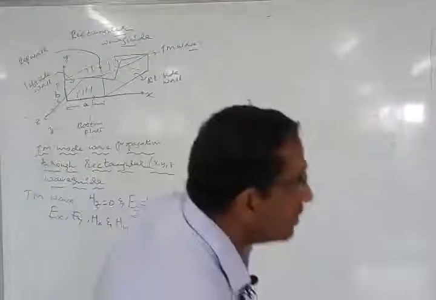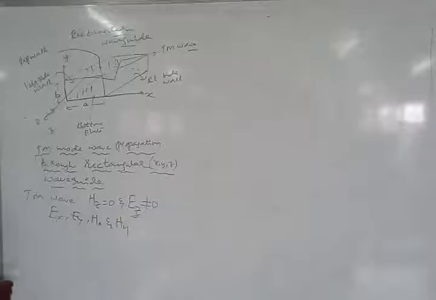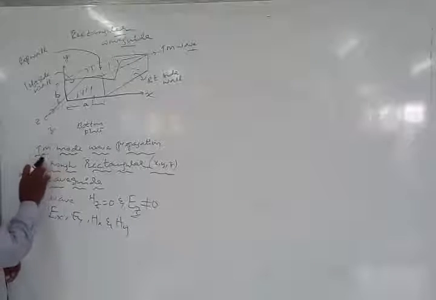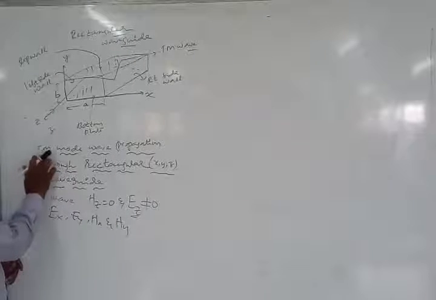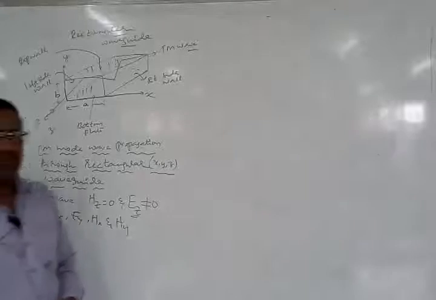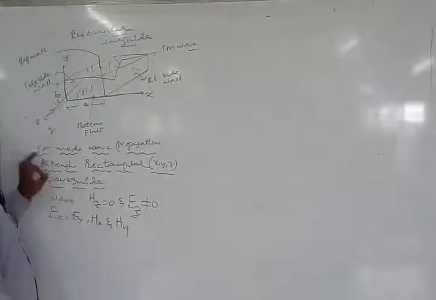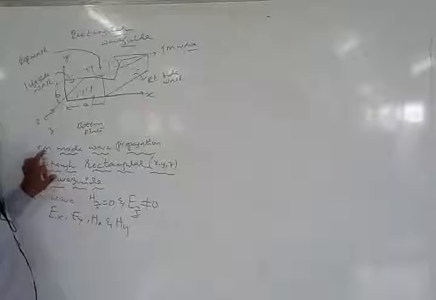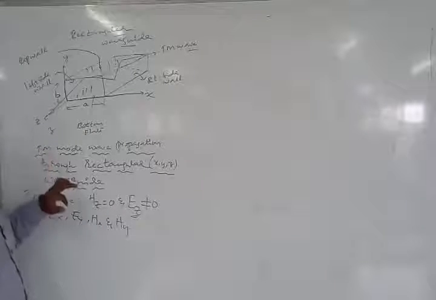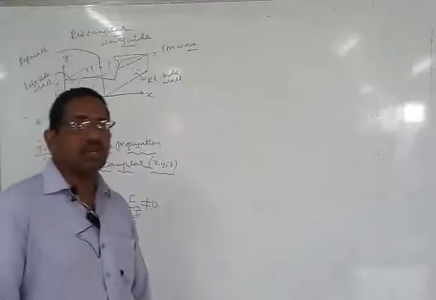TM mode means transverse magnetic mode. In the transverse magnetic mode, the magnetic field is transverse to the propagation of the wave. So that is how we have to understand. TM stands for transverse magnetic. That means the magnetic field is transverse to the propagation of the wave.